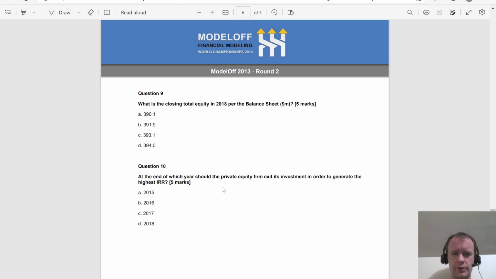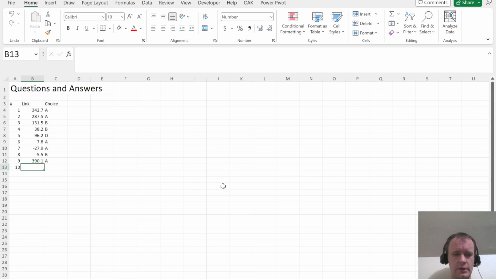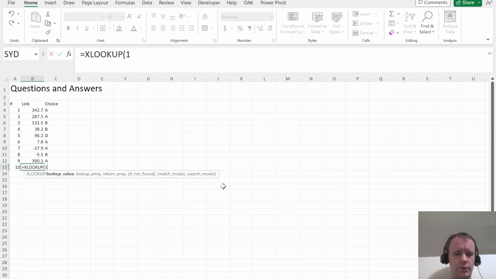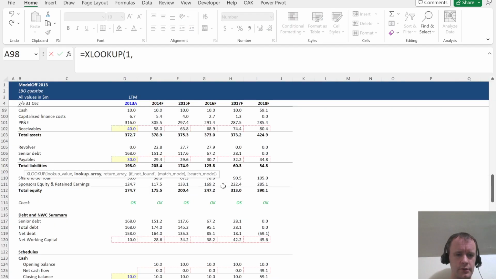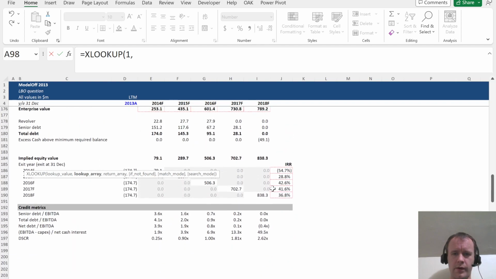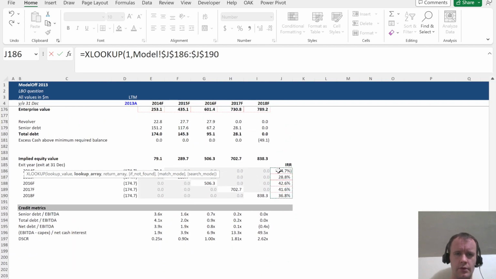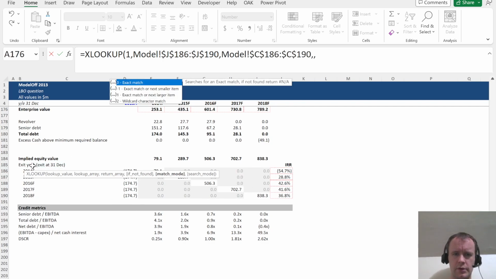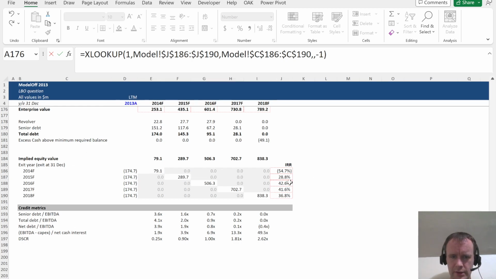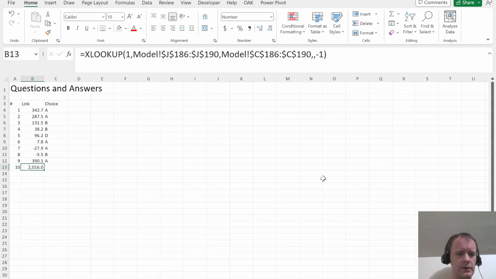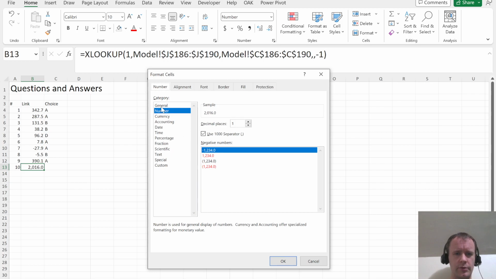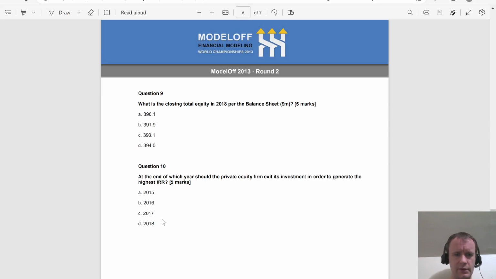And question 10. At the end of which year should the private equity firm exit its investment to generate the highest IRR? So just XLOOKUP. Probably not going to get an IRR higher than 100%, so XLOOKUP 1 will do. In here, returning from here, and exact match or next smaller item. And if we just scan, it looks like it is 2016, 42.6. Just make that general format. Okay, so 2016 is B.